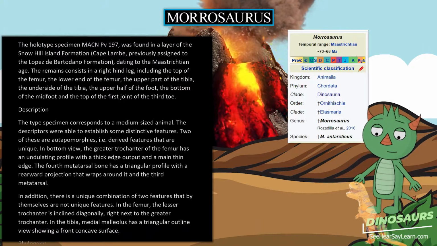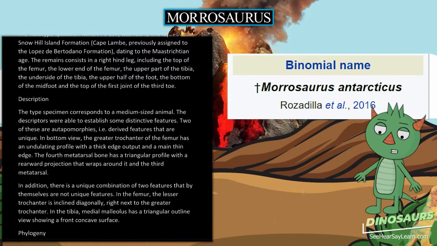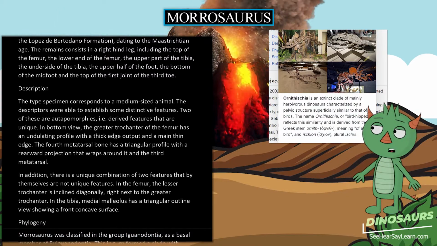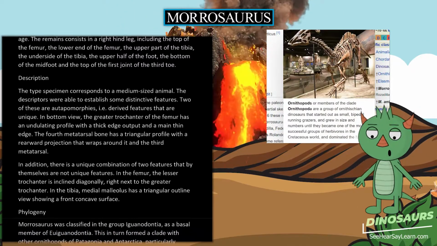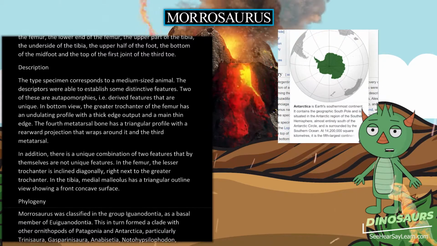In bottom view, the greater trochanter of the femur has an undulating profile with a thick edge output and a main thin edge. The fourth metatarsal bone has a triangular profile with a rearward projection that wraps around it and the third metatarsal. In addition, there is a unique combination of two features that by themselves are not unique features.